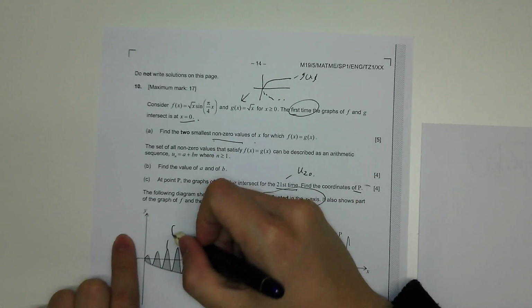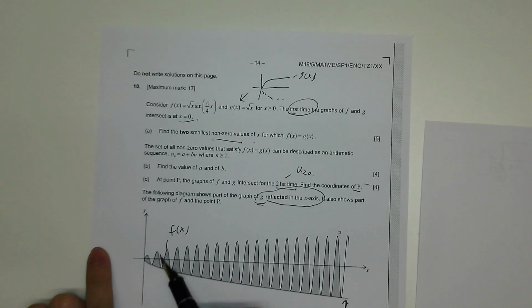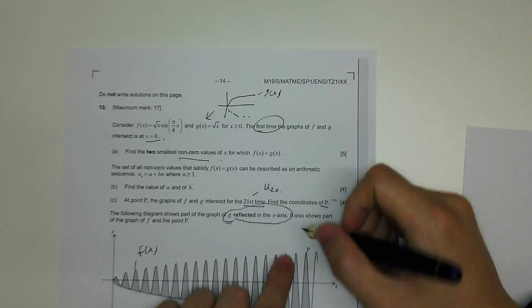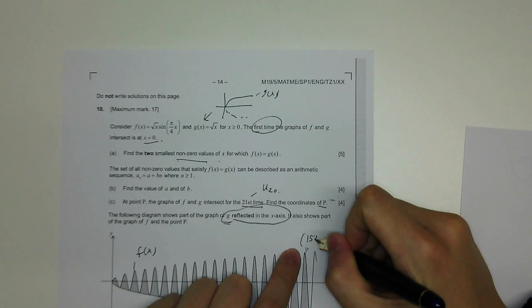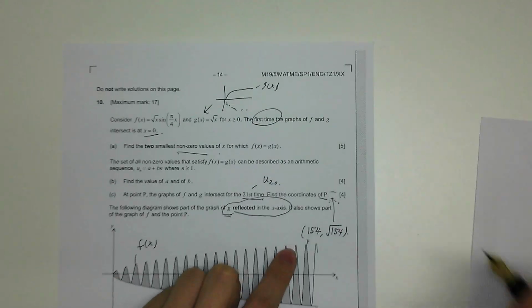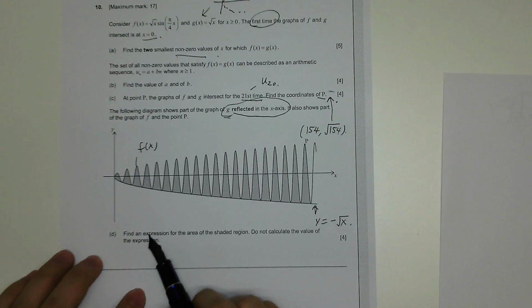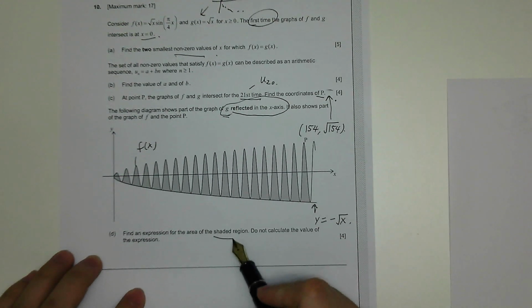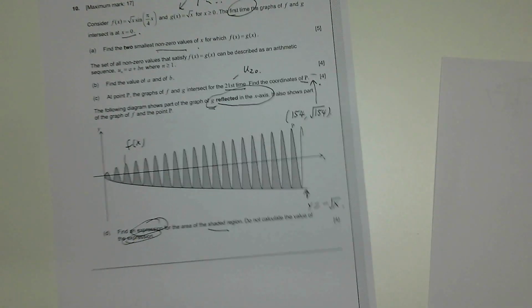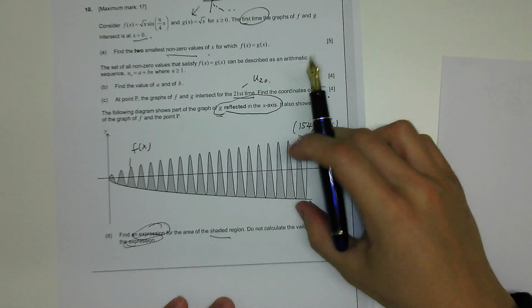It also shows part of the graph of f. So this one, the wave shape, is f of x. And the point P with coordinates 154 and root 154 is what we found in part C. So find the expression for the area of the shaded region, and don't calculate the value of the expression. Just find the expression, do not calculate. So area between two curves.